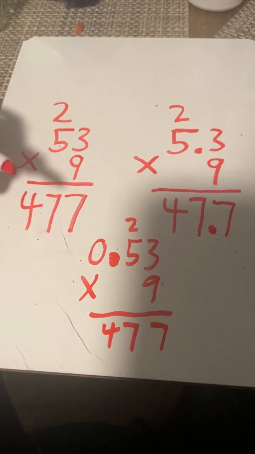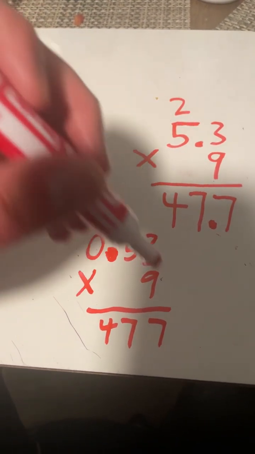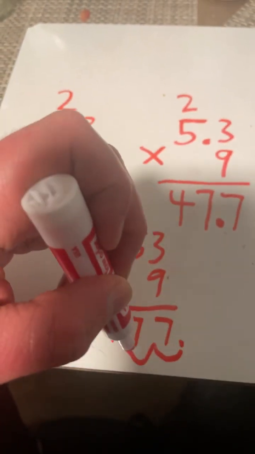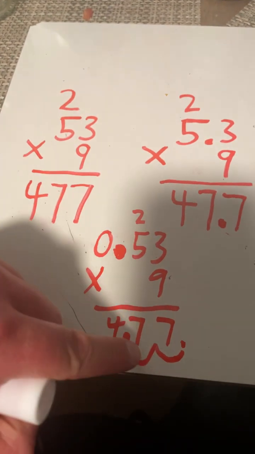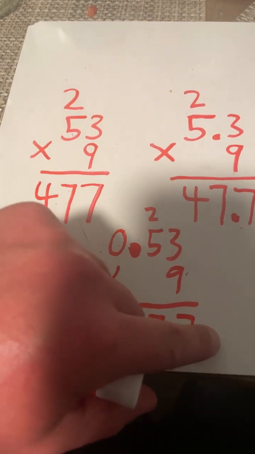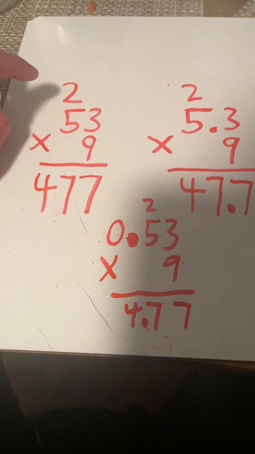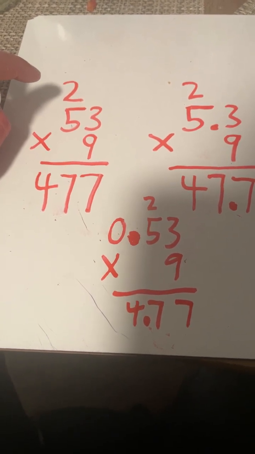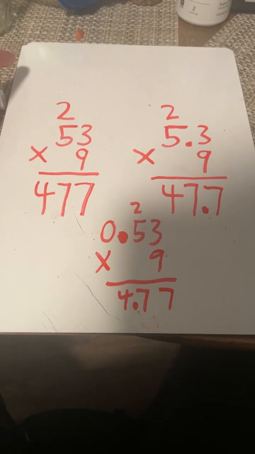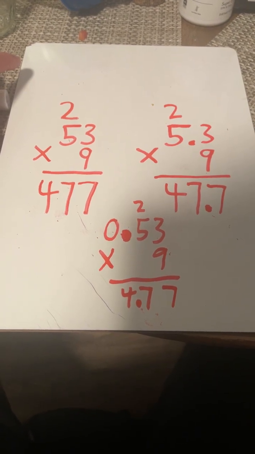Now for the extra step. Since the decimal point is in front of 2 of the digits in the problem, I have to move it over 2 places. 1, 2. So now the final answer goes from 477 to 4.77. So 53 hundredths times 9 equals 477 hundredths. 5.3 times 9 equals 47 and 7 tenths. 53 times 9 equals 477.